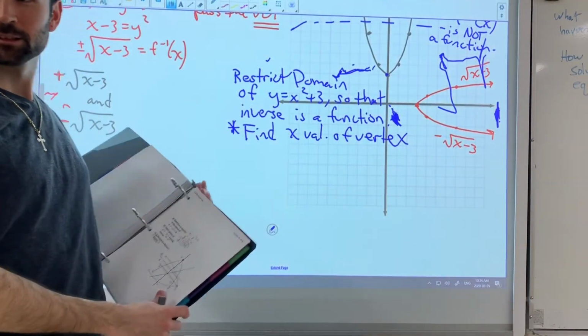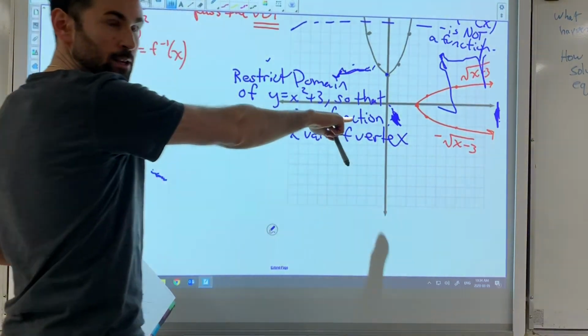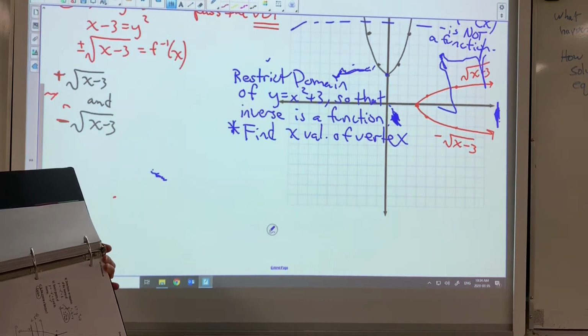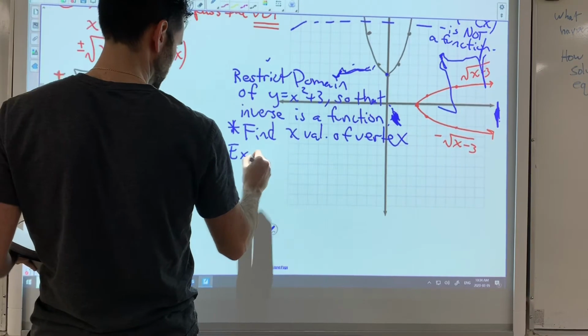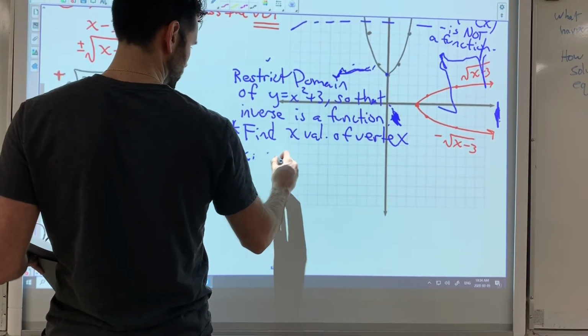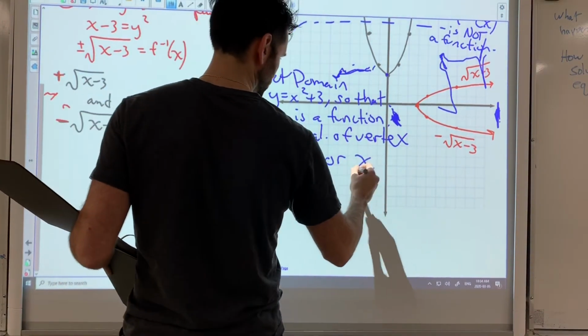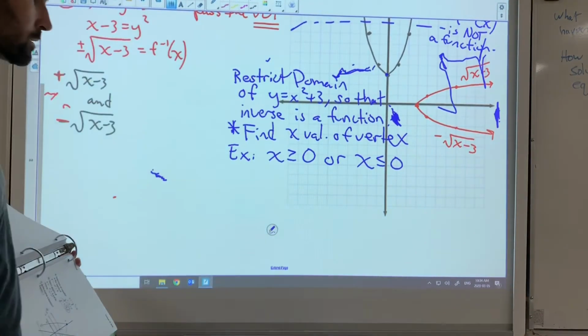Is there like a different one? Nope. You find the x value of the vertex, and then you pick to the right or to the left. That's it. Pick one. They'll both work. So for example, I might say use x greater than or equal to 0, or you could say x less than or equal to 0. Just pick right or left.